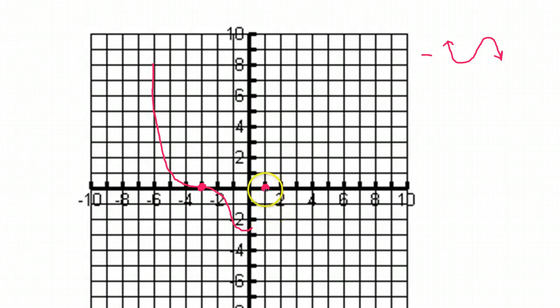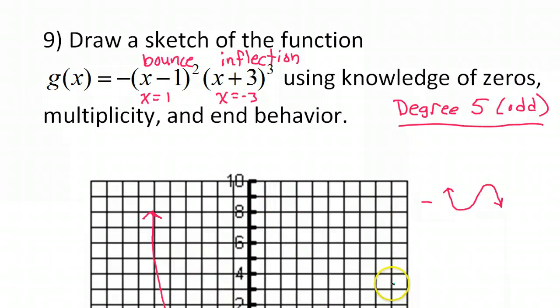Now we've got to curve around, giving ourselves enough time to bounce at 1 here. Alright, so it's got to bounce right here. Okay, and it's got to bounce off and keep going the way that it was going. Alright, so the graph is going to be something very much like this. And so it has the right end behavior. I've got an inflection here and a bounce here, so we are good. So that's it for number 9.